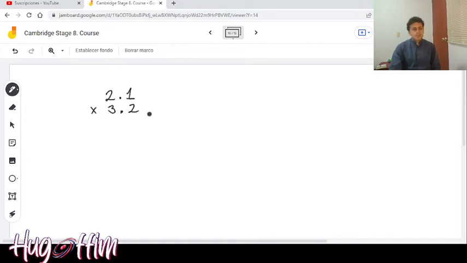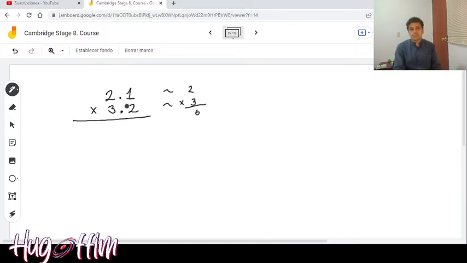But now, before doing any multiplication, I recommend you to estimate the result, so you don't have to think about what will be the number of decimal places you have to move. You just need to get to the approximated value. For example, here you have 2.1 times 3.2, and if you approximate it, this will be 2 times 3. So the answer should be around 6.